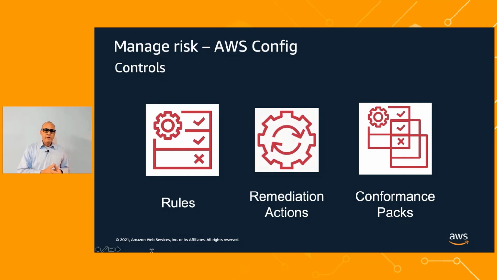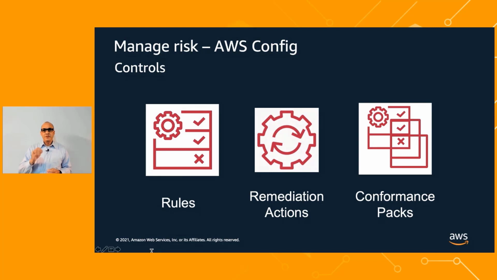EBS volumes need to be encrypted. CloudTrail needs to be enabled. S3 buckets should not be public. Those rules define the expected behavior or the expected configuration of a resource. That's the desired configuration, and every time a resource is changed, it is evaluated, and then you can take action on it. And the way you can take action, as you can see in the slide in the middle icon there, is with remediation actions.